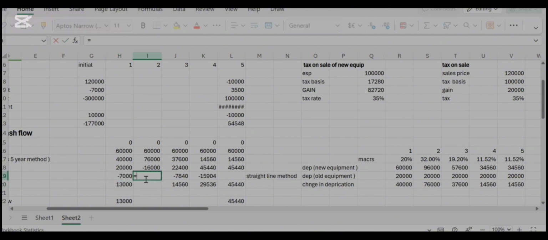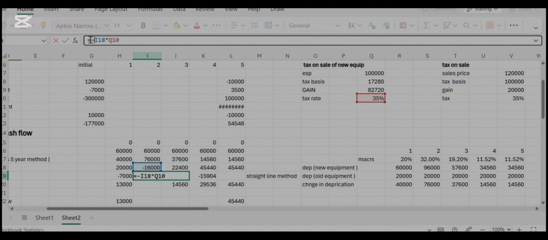So in this year we pay 7,000 in tax, but next year the company will remain in loss. So we have a tax subsidy in those years because we are in loss. So we save cash of 56,000 in those years. That is our tax shield.